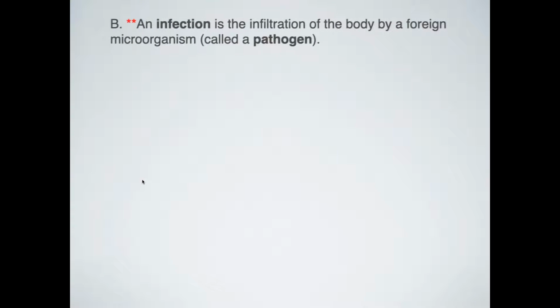First, let's talk about infections, though. What is an infection and all that stuff? An infection is just the infiltration of a body, and that can be animal, plant, etc., by a foreign microorganism. A foreign microorganism is called a pathogen. And infections can be caused by four major things.